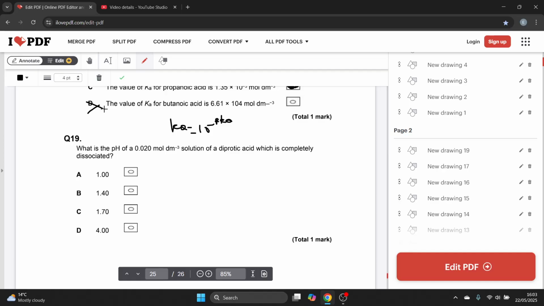What is the pH of this much of a solution of diprotic acid which is completely dissociated? Okay, big clue. Diprotic acid releases 2 H plus ions. Once you get your head around that, then it is relatively easy. So, what is the pH of this much solution of this, which is completely dissociated?